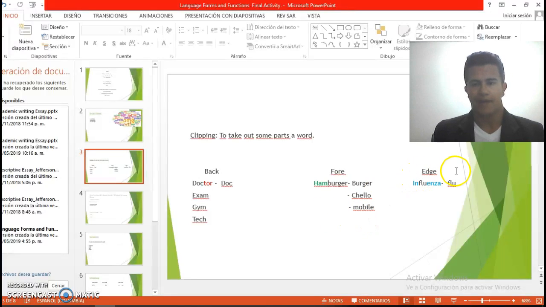And finally, we have edge clippings, which is the combination of both back and forward clippings, and we have to remove the first and the last syllable of the word, such as in the word influenza, which will be turning to flu.